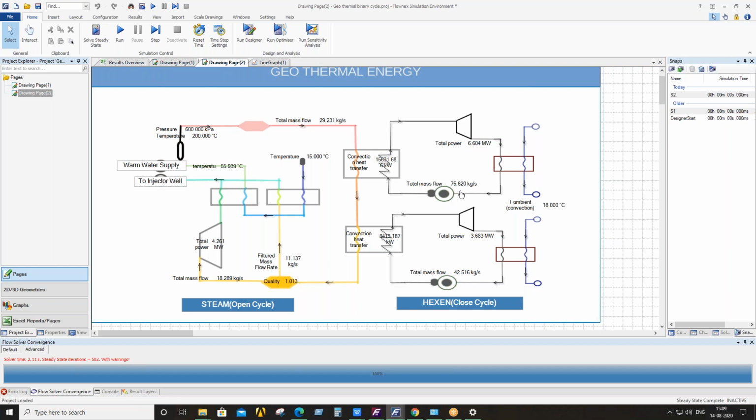So here in the Hexane cycle we use the pump which maintains the flow of 75.62 kg and 42.516 kg respectively, and this is the same Rankine cycle as steam, but instead of water we use Hexane, because Hexane has a low boiling temperature as compared to water, and it expands in the turbine and produces the power, and the remaining heat is rejected to the atmosphere.